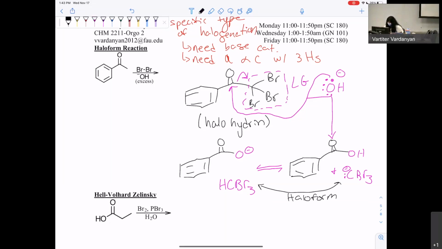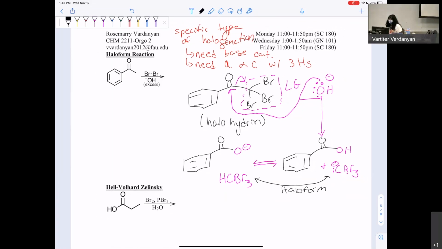So I'm going to zoom out so you can see it. So specifically the HCBr3 or CBr3, that is the haloform. The intermediate is the halohydrin. So thank you for telling me to look that up because I forgot. The intermediate is the halohydrin. So that's when it has 3 Brs attached to a carbon and that's still attached to the carbonyl.